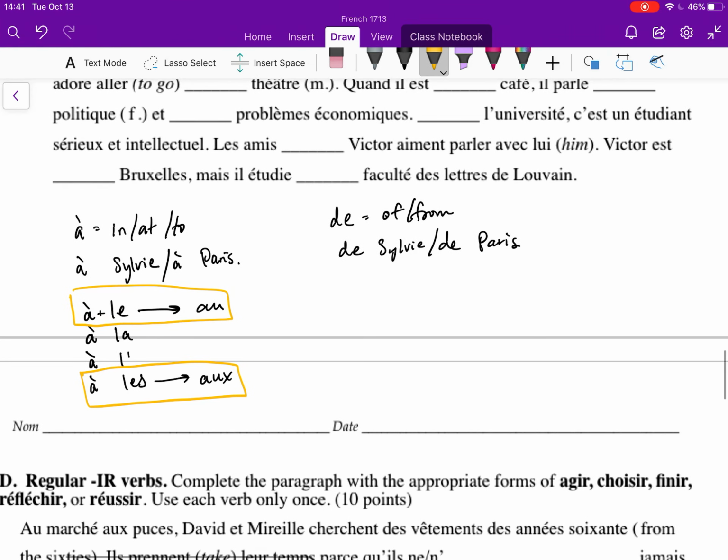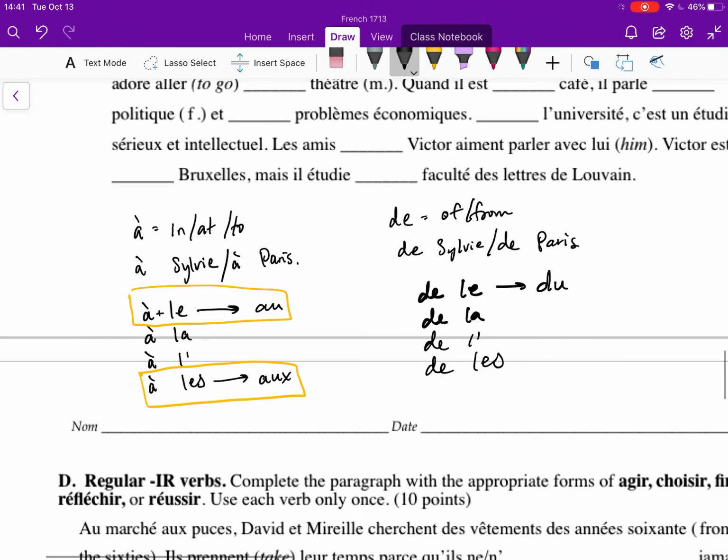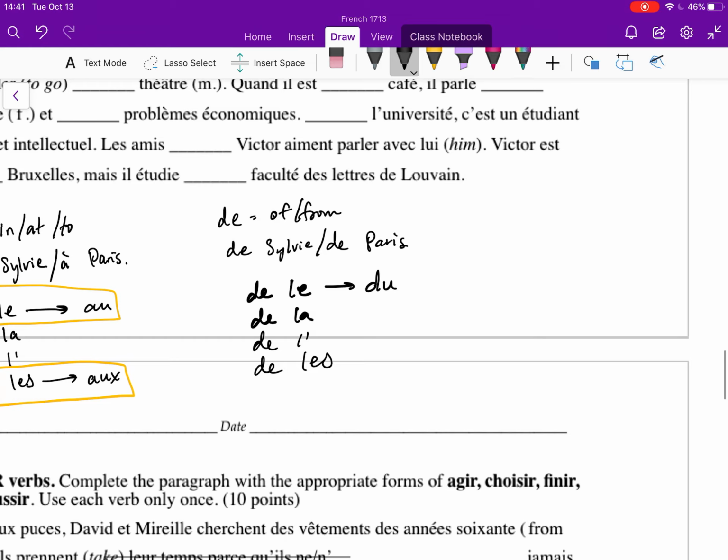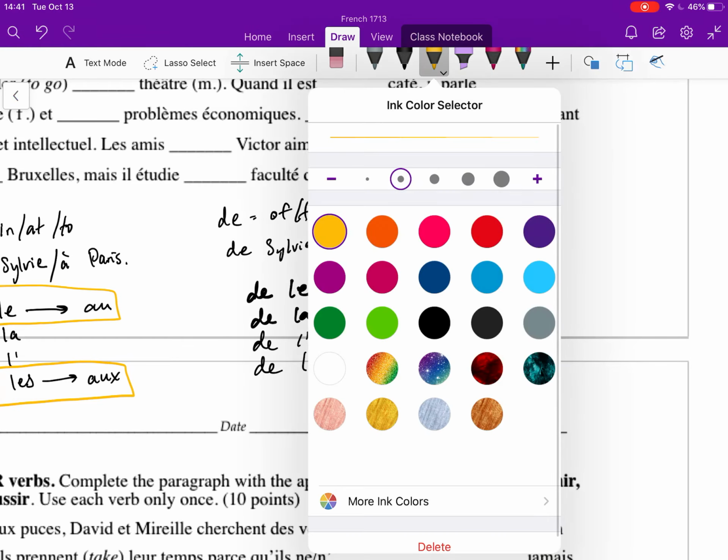Same thing for de. De plus le versus de plus la, de plus l', and de plus les. The masculine singular, de plus le, will become du. De la and de l' stay the same, but de plus les also changes to become des.